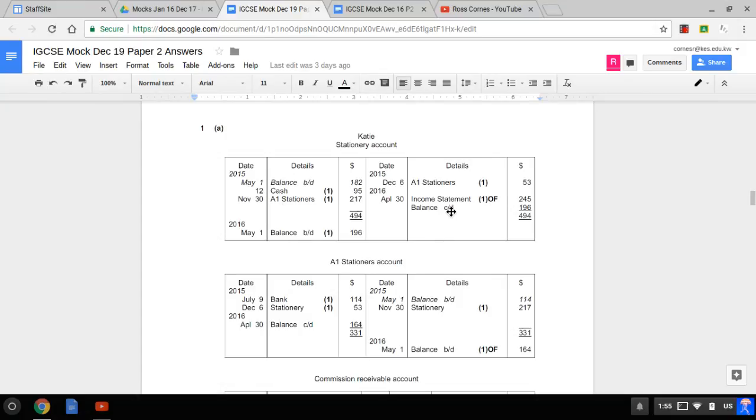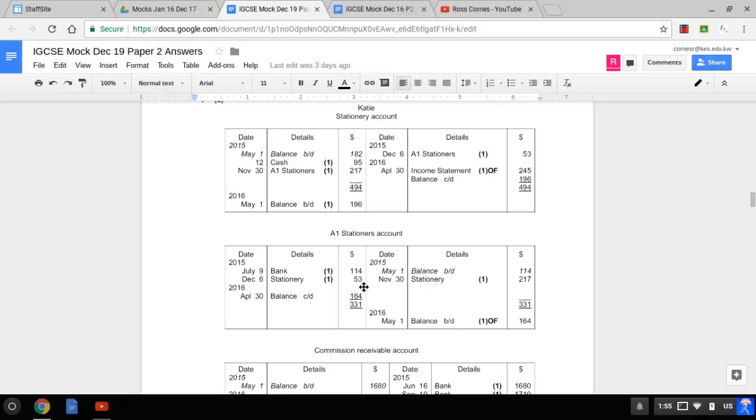You work out the balance, you put in the balance carried forward first, and then you work out the amount for the income statement. A1 Stationers account, generally well done. You got the balance brought forward, most people got that right. You then added on the stationery that was purchased, 217 on the credit side because it increases the amount that Katie owed to A1 Stationers. She paid 114 off, so that would be a credit in the bank, debit in A1 Stationers account. We debit A1 Stationers account because we're reducing a liability.